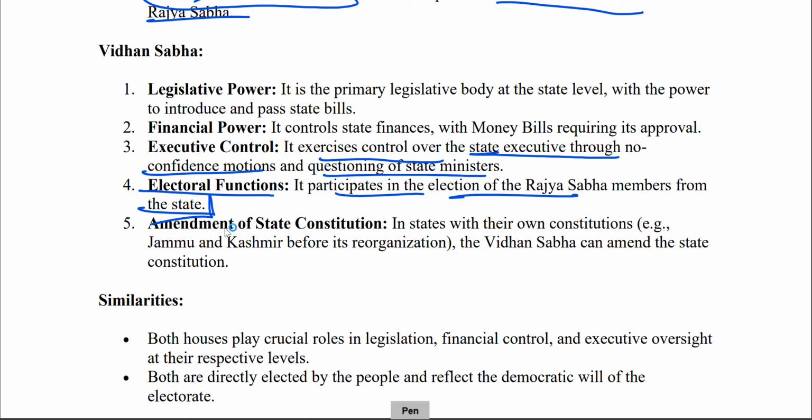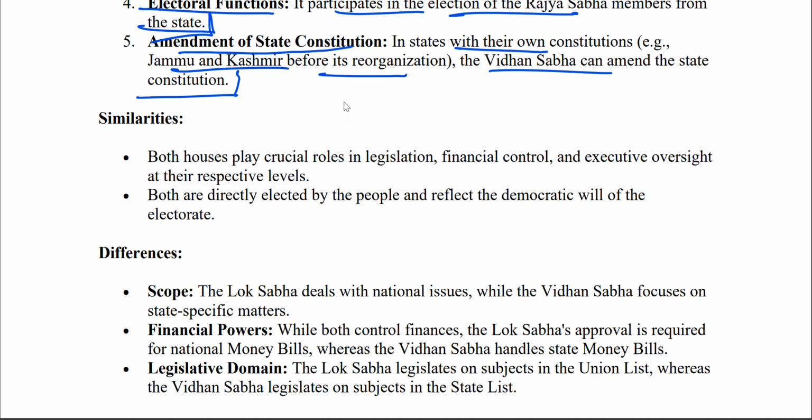Amendment of the state constitution. In the states with their own constitutions, for example Jammu and Kashmir before its reorganisation, the Vidhan Sabha can amend the state constitution. This point is not needed because Jammu and Kashmir had a separate constitution and the Vidhan Sabha had the power to amend that constitution, and it is not relevant as of now.